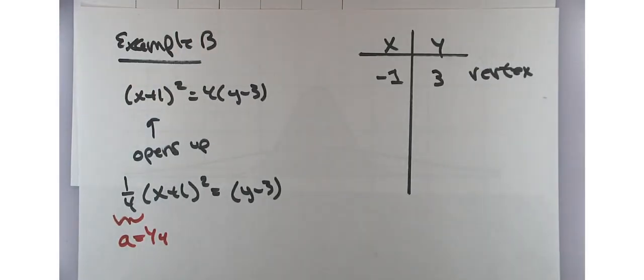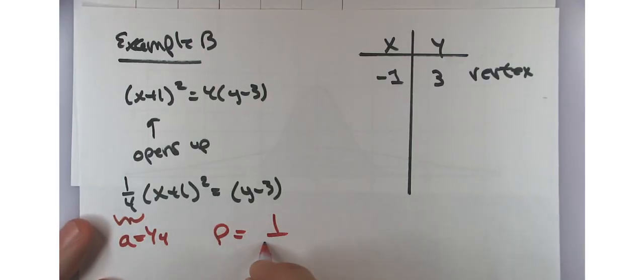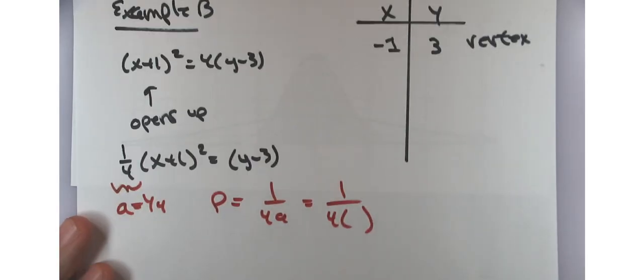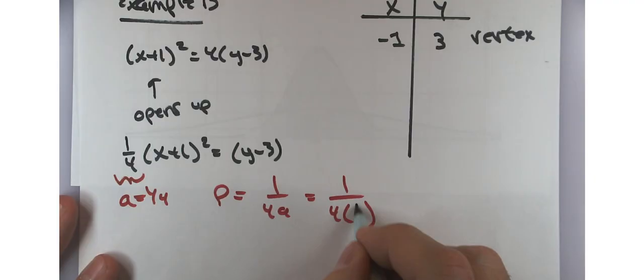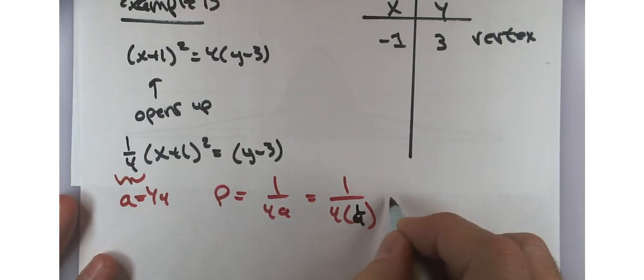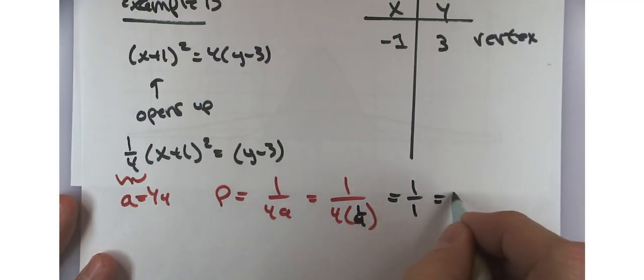Remember, we can solve for P. P is 1 over 4 times A. So 1 over 4 times 1/4 gives me 1 over 1, or just 1.